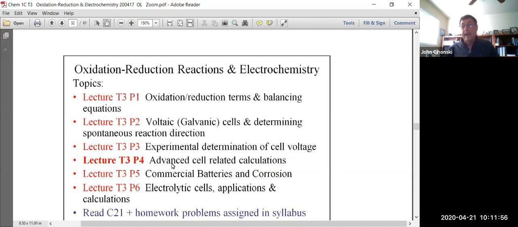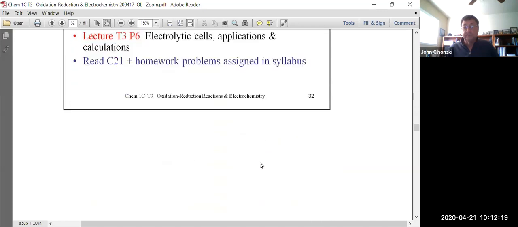And probably as important, if not more important, we're going to get away from standard conditions. What happens if we want to run a cell in non-standard conditions? What happens if we increase or decrease a concentration? Well, the voltage does change. That's what we will focus on.